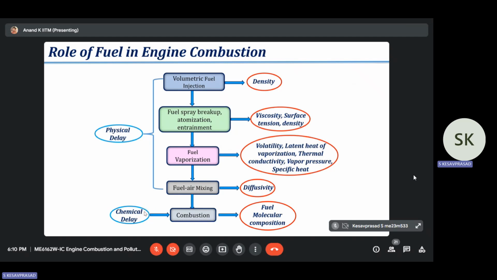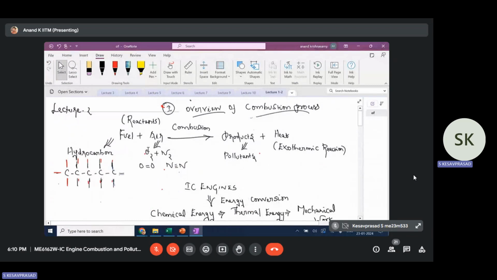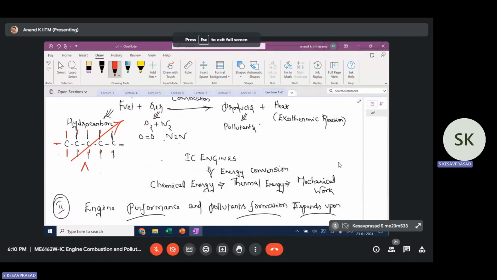Okay, so as we have discussed in the previous class about the overview of combustion events, the fuel as such has a stable molecular structure. So what we do here to initiate combustion is we provide activation energy. To initiate the combustion event, the way the activation energy is provided is different for SI engine and CI engine.